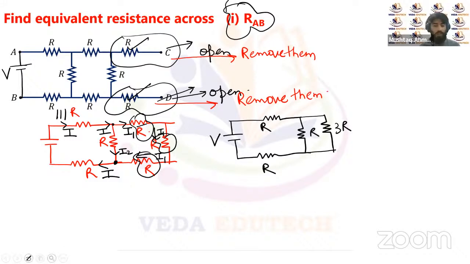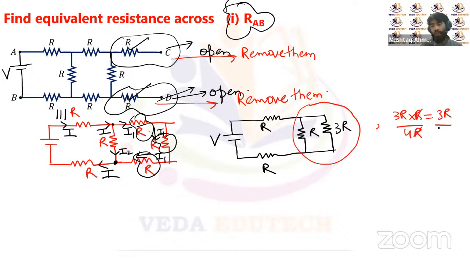Now you can see clearly that in this case, R and 3R are parallel to each other. Their equivalent resistance will be 3R multiplied by R upon 4R, which is equal to 3R over 4. So we can replace these two resistors with 3R upon 4. Let's write here 3R upon 4. It will be R here, and R here. This is the battery V.